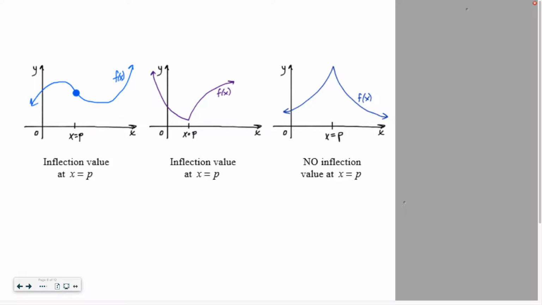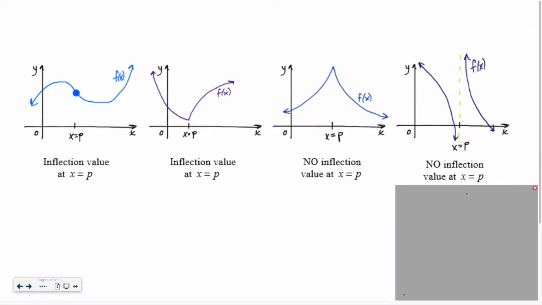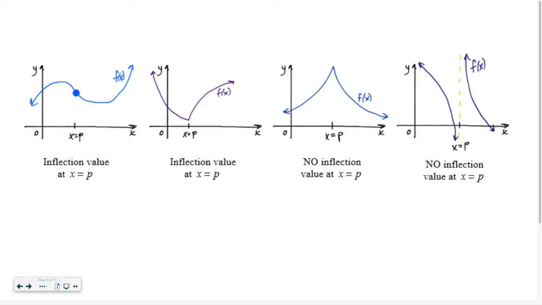Another time where we maybe wouldn't see a point of inflection is something like this. This part of the graph is concave down, but this part of the graph is concave up. We see a change in concavity, but we have an asymptote. So P isn't a point of inflection, but it does break up our intervals of concavity. At an asymptote, our second derivative would be undefined, so we'll still identify it, but we can't call an asymptote a point of inflection, because it's not a point.